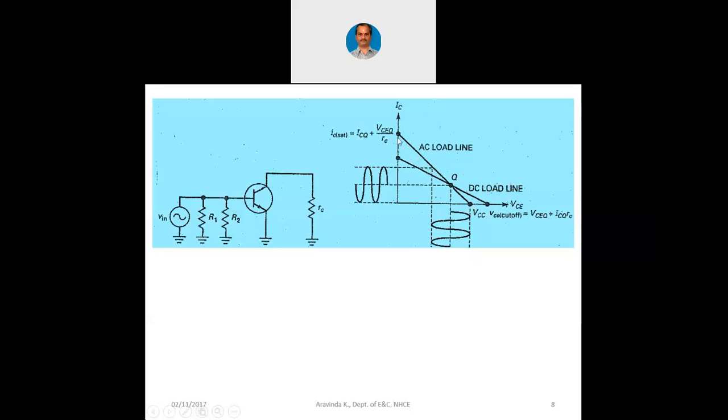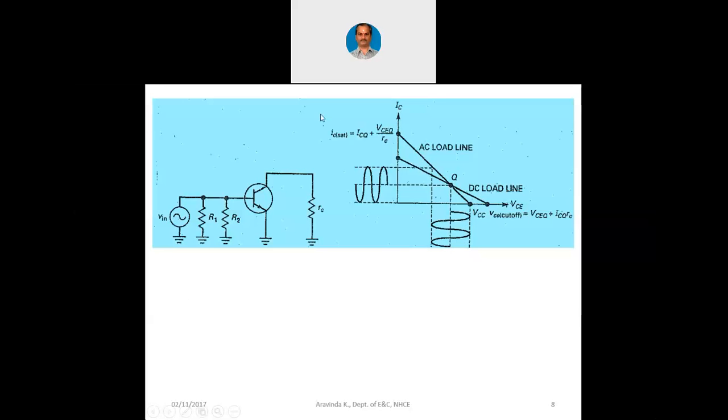In this AC load line, you can see the x coordinate is VCEQ plus ICQ into RC, and the y coordinate is ICQ plus VCEQ divided by small rc. As I told you, these two have to be interchanged. This VCEQ plus ICQ RC should come to the left side, VCC should come to the right side. So there is an error even in the textbook when they printed this picture, but that is only a typo error or an editing error. So we only have to correct it when we analyze it.